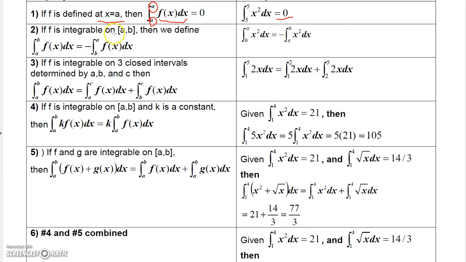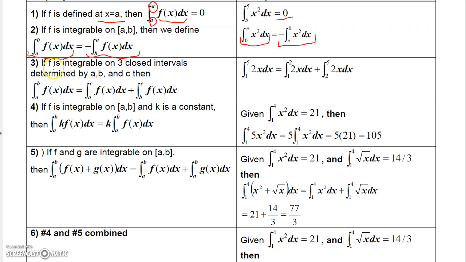Now, if you reverse the order of integration, let's say you're integrating from a to b, f of x dx. Well, if you take the same function and integrate from b to a, you'll actually get the opposite. So the integral of 0 to pi x squared dx would be minus the integral from pi to 0 of x squared dx.